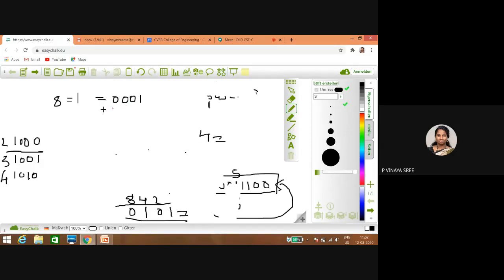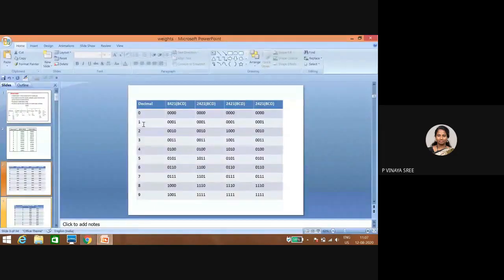So you have to get 8. How you will get it is simply convert zeros to ones and ones to zeros. So you will get 1110. So if you see here in 2421, is it 8? 1110 is 8? Yes, ma'am. So that's the reason that we will call this a self complementing code. So let me show this.